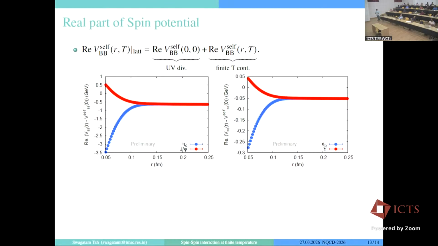We can see that the eta c, the pseudoscalar, is getting an attractive potential, but for the vector channel it is a repulsive type of interaction. And if you see this correction, this is the thermal mass shift due to this self energy correction. For Charmonia this thermal mass shift is around 500 MeV, and for Bottomonia it is around 50 MeV.